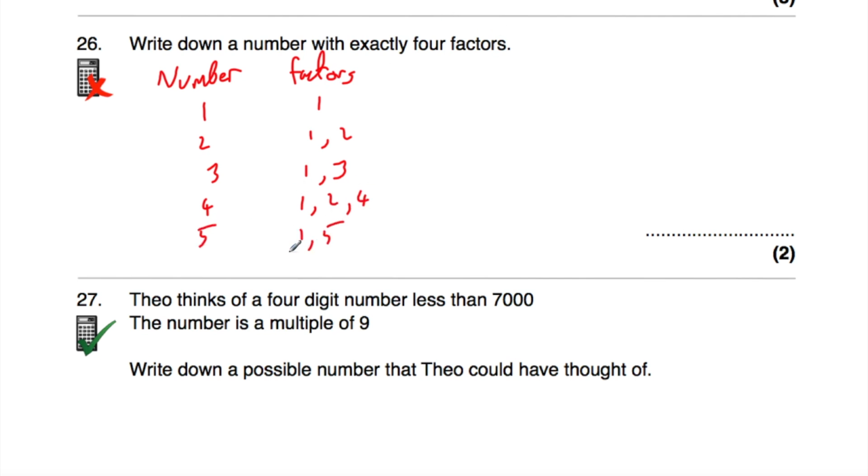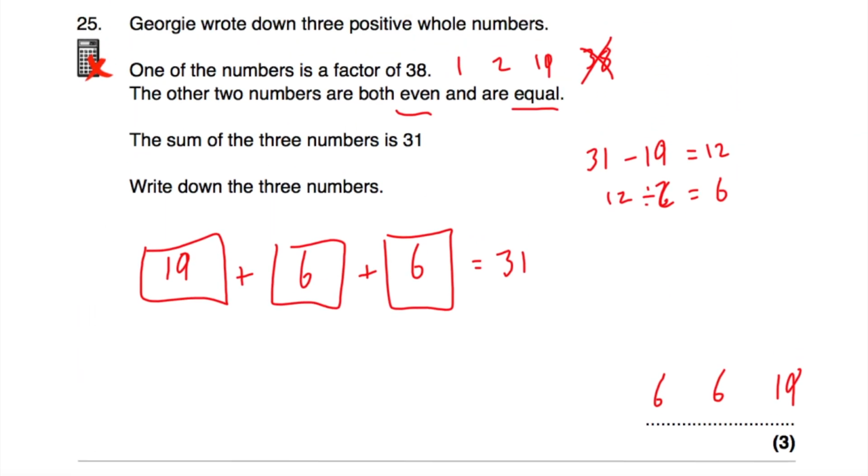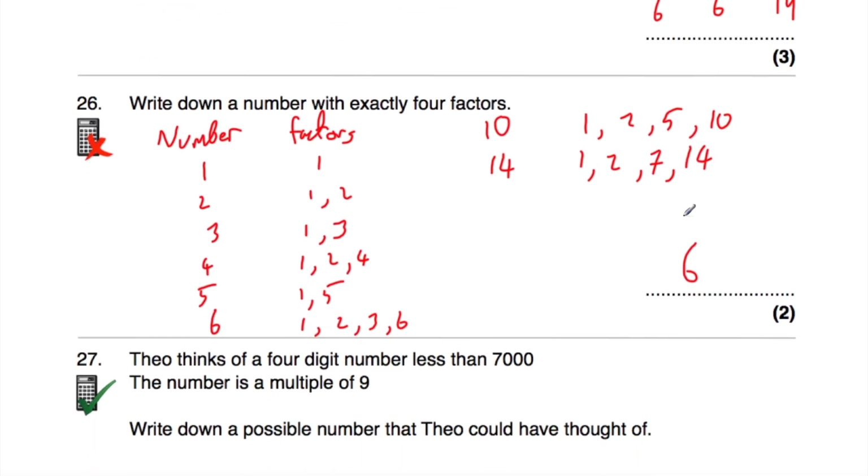5 is just 1 and 5. 6, the factors of 6 are 1 and 6, and 2 and 3. So 1, 2, 3, and 6. So 6 has got exactly 4 factors. So 6 would work. So 6 is a number with exactly 4 factors. Other numbers that I can think of are 10, for instance. So 1 times 10, so 1 and 10, and 2 and 5. So the factors of 10 are 1, 2, 5, and 10. 14 would work. 1, 2, 7, and 14. Even if you scroll up here, 38, we had a 1, 2, 19, and 38. That has 4 factors as well. So in terms of a number with exactly 4 factors, you could choose 6 or 10 or 14 or 38 and so on, as long as the number has exactly 4 factors.